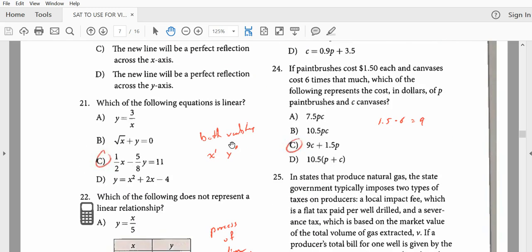All right, looking at problem 21. This is just the definition of a linear equation: both variables have an exponent of positive 1. This one is technically negative 1 because it's in the bottom. This is 1/2, square root. These both have just 1, so we're good. The squared one is pretty easy to eliminate. So just definition.